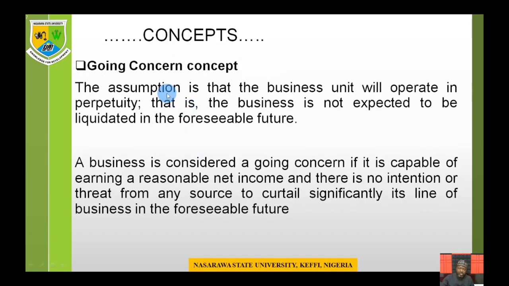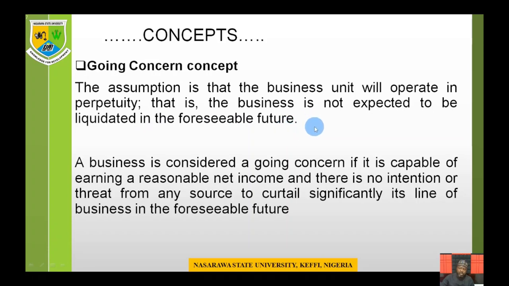We just mentioned going concern. Here we'll explain what it means. Going concern is a principle that assumes that the business unit will operate in perpetuity, meaning to operate into an indefinite period of time, long enough to be able to achieve its objectives. That is, the business is not expected to be liquidated in the foreseeable future.